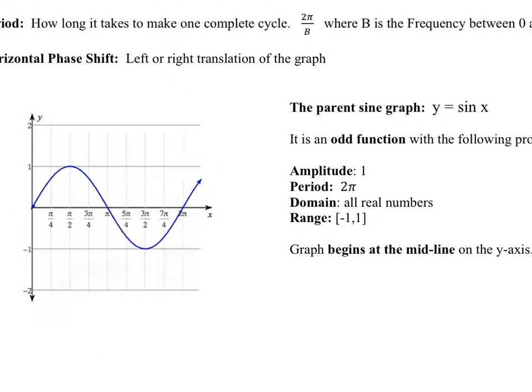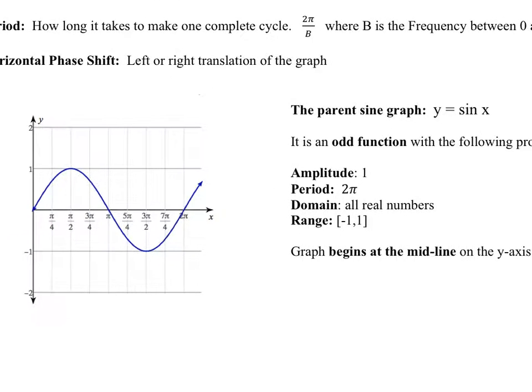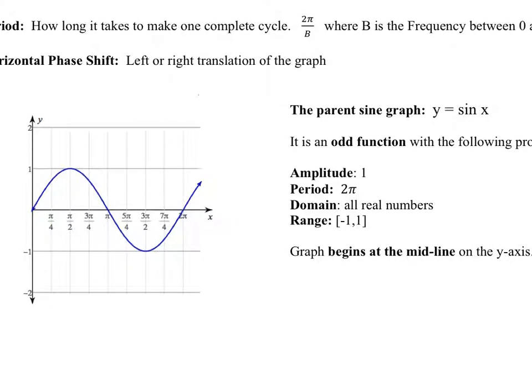Okay, so this is a parent sine graph to begin with. We have y equals sine x. If we put anything on there, 2's and negatives and all that stuff, it's no longer the parent graph. So this is the basic sine graph, and these are the pieces that go along with it. It is an odd function, meaning it's reflected through the origin. The amplitude is 1. We just talked about this: the height of the graph is 1 from the midline. The period is 2 pi. It takes 2 pi to do a mountain and a valley. That's what a sine graph is.